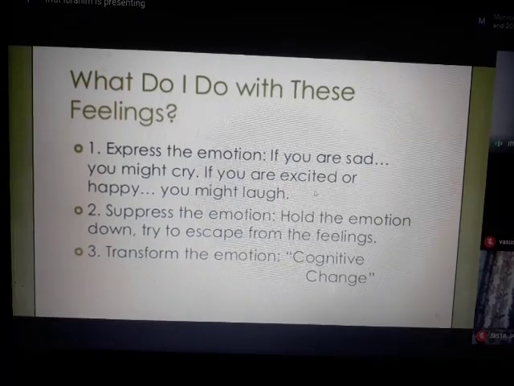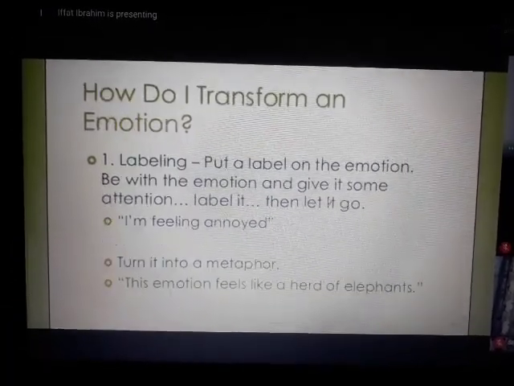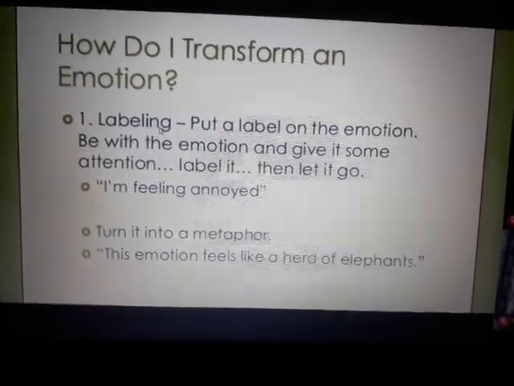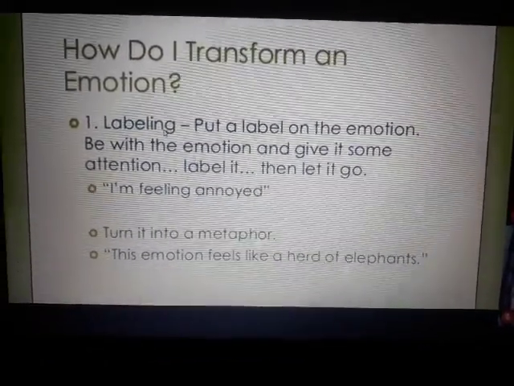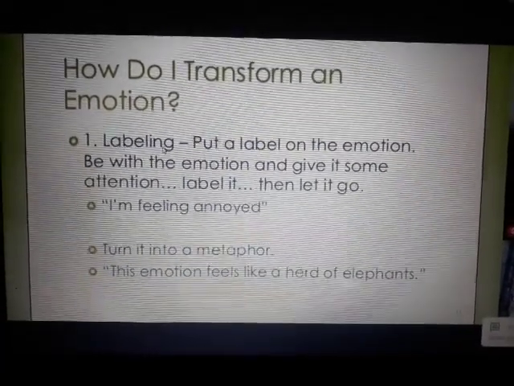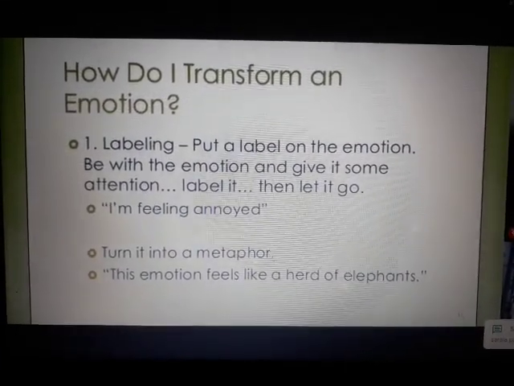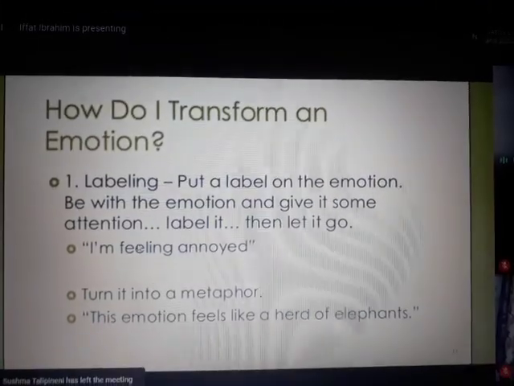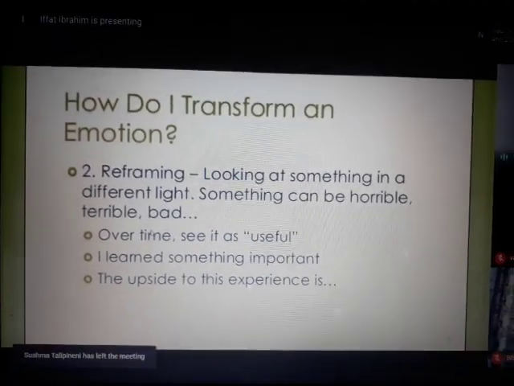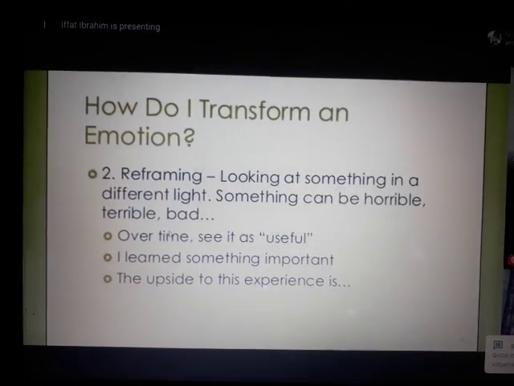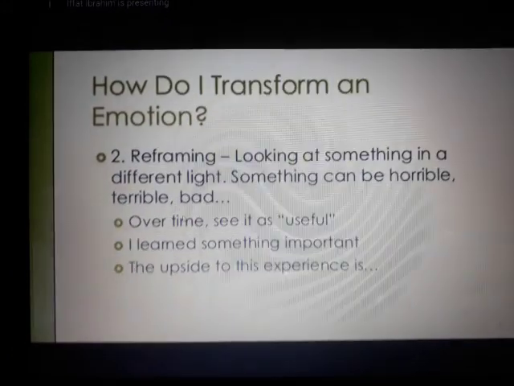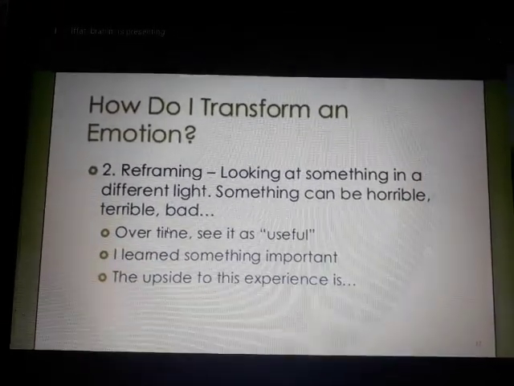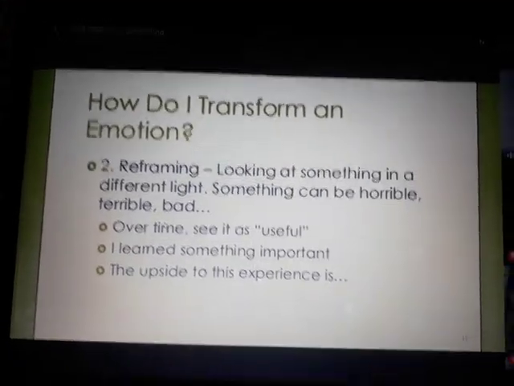Or the third thing that we can do is to transform the emotion. Now, how can we transform the emotion? We can do it by labeling. We put a label on the emotion. When we feel an emotion, we label it. We give it a name. We say, I am feeling annoyed. Or we can turn it into a metaphor. This emotion feels like a herd of elephants. Or we reframe it. We look at something in a different light, something which can be horrible, but then we turn it into how it can be made useful. We can make it important.